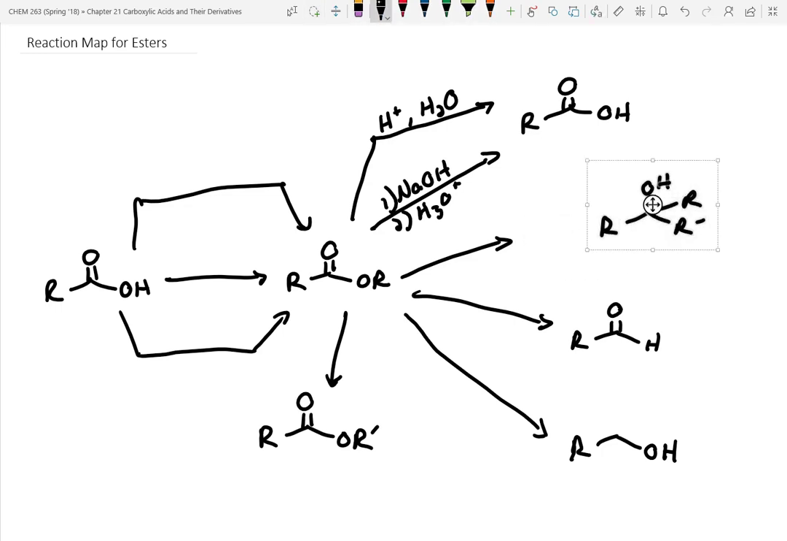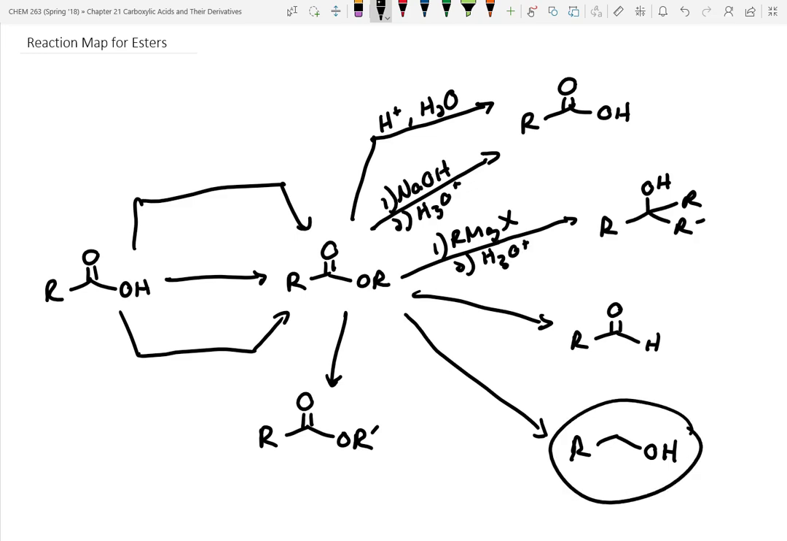What about making a tertiary alcohol? Grignard reagent. That's the one that overshoots all the time. So this would be RMgX followed by acid. What about if we want to go to an alcohol? We'll skip the aldehyde one right now. LAH, in excess, followed by water workup.